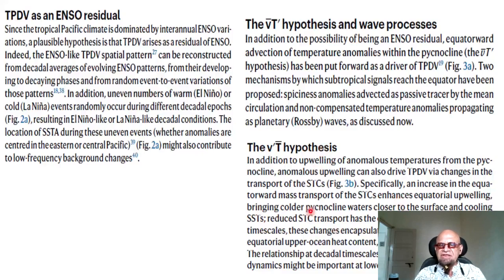So specifically, an increase in equatorward mass transport of the STCs enhances equatorial upwelling, bringing colder pycnocline waters closer to the surface and cooling SSTs. Reduced STC transport has the opposite effect. And at interannual timescales, these changes encapsulate the recharge-discharge of the equatorial upper ocean heat content, which we discuss a lot during the ENSO evolution.